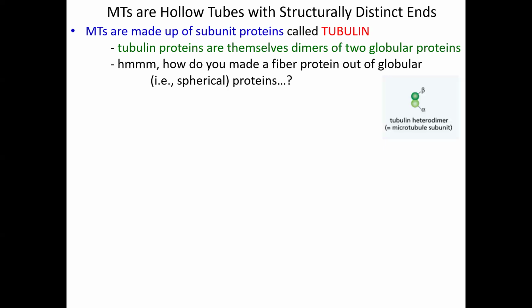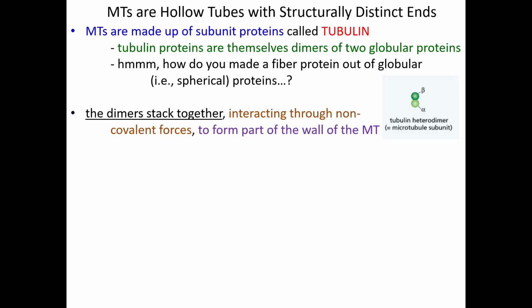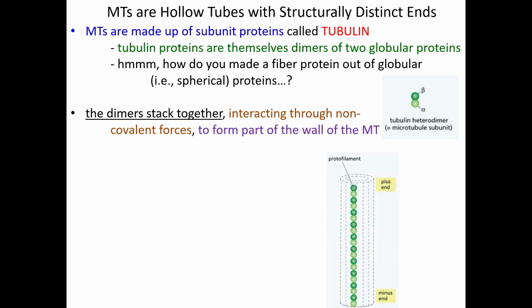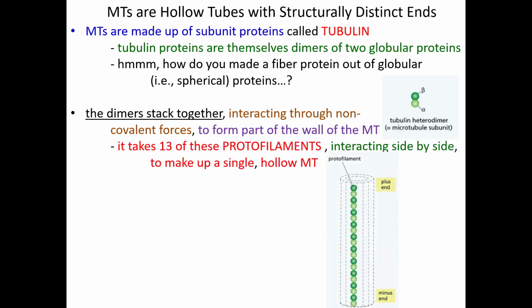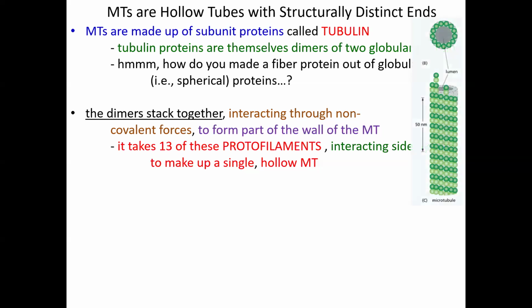So how do we make a long fiber protein out of globular spherical subunits? Well, we do it by stacking these dimers together, one next to the other, next to the other, to make a protofilament, a chain of tubulin dimers that makes a long protofilament. And then we put 13 protofilaments around each other, side by side, and doing so, we create a tube or a hose. So this dark green and this light green make up a tubulin dimer of alpha and beta subunits.